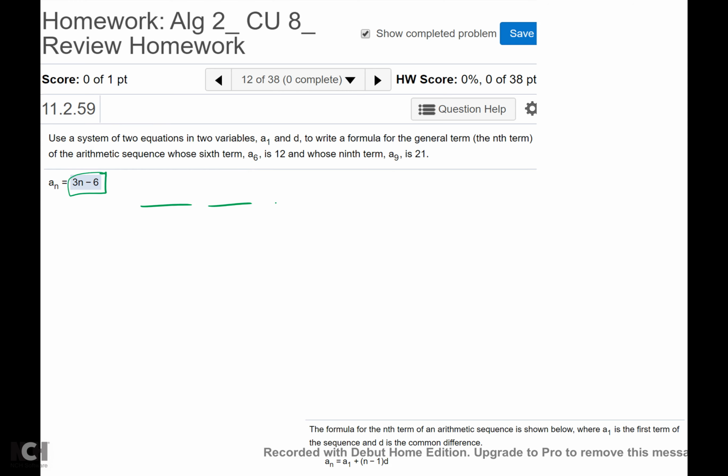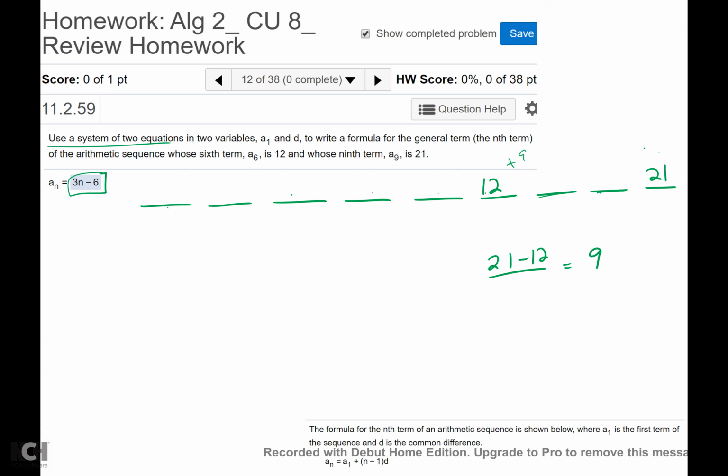Okay, 1, 2, 3, 4, 5, 6, 7, 8, 9. Here's how I would do it instead of this system of equations thing. 1, 2, 3, 4, 5. The sixth term is 12. 7, 8, 9. The ninth term is 21. If you figure out the difference between 21 and 12, 21 minus 12 is 9. So I have to add 9 to 12 to get to 21. But I have to split that up into steps.